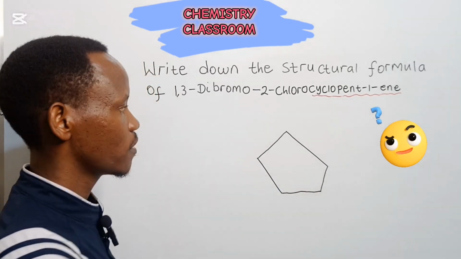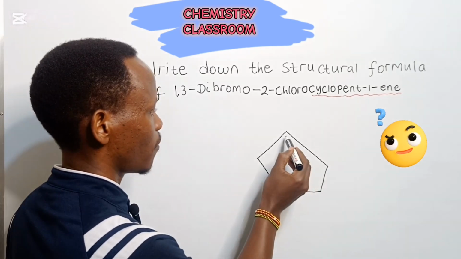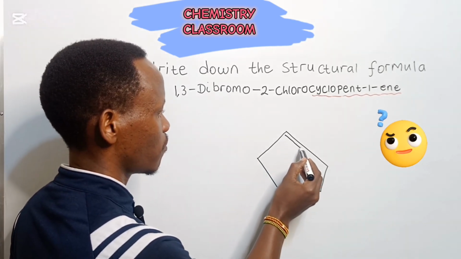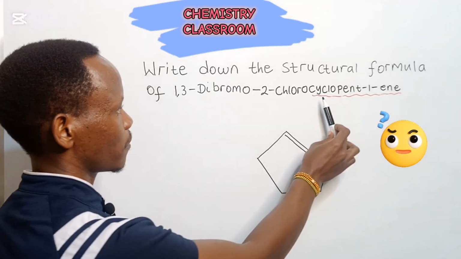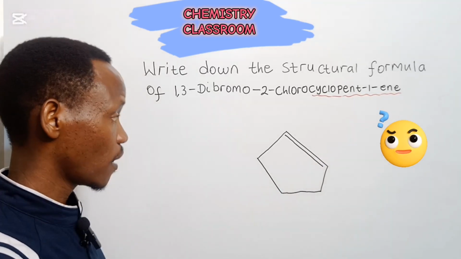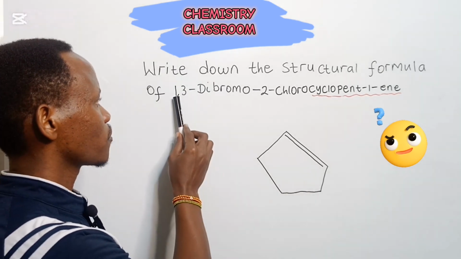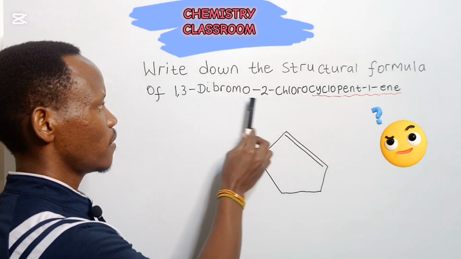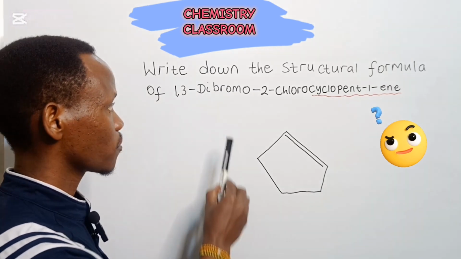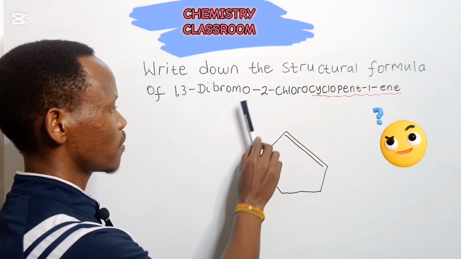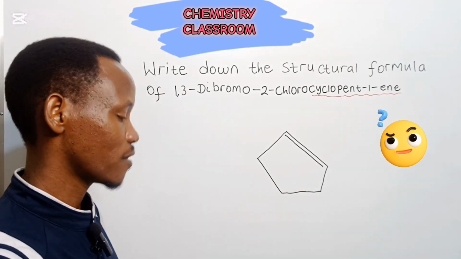Now we have to choose any 2 points, and we include our carbon-to-carbon double bond. So what we have written there is our cyclopent-1-ene. Next is that we have to establish position 1, position 3, and position 2. Why those positions? Because those positions have substituents, and specifically group 7A substituents.